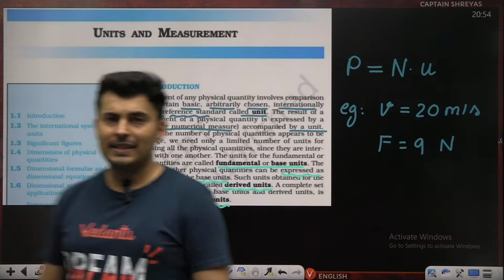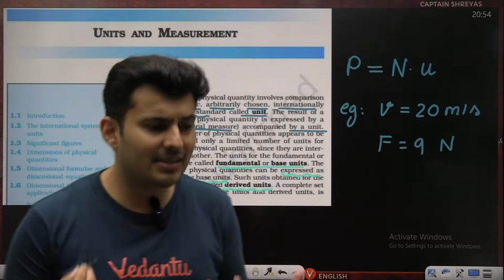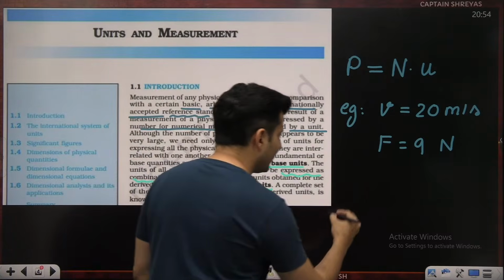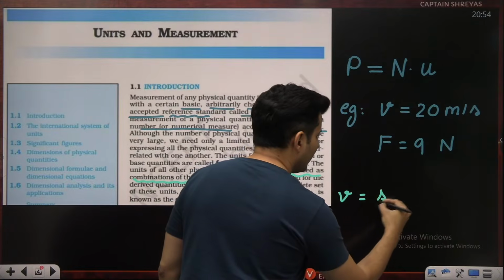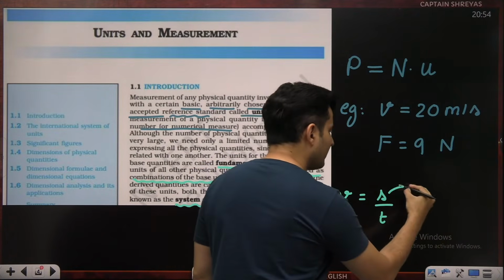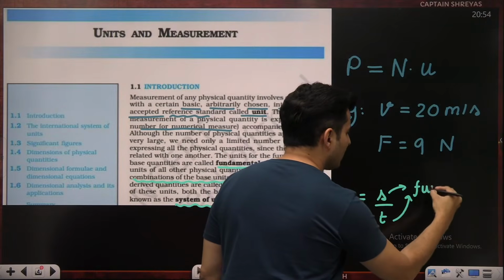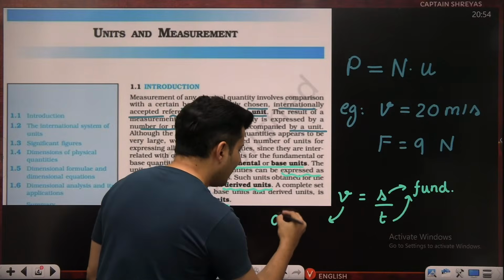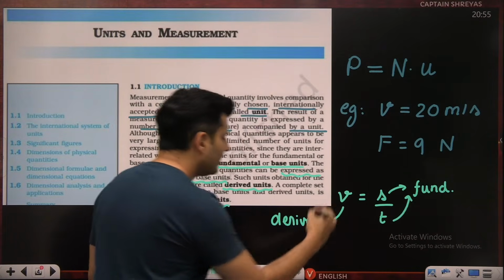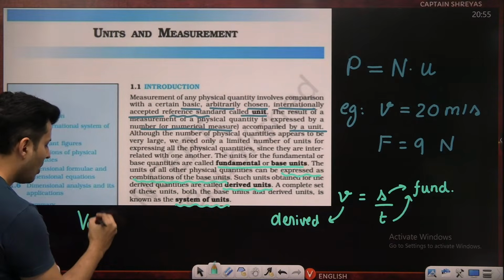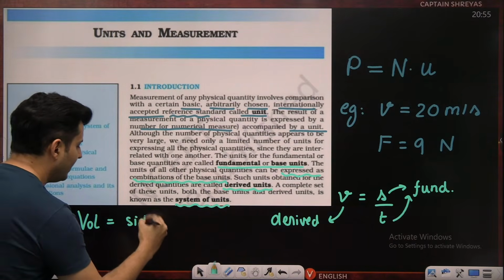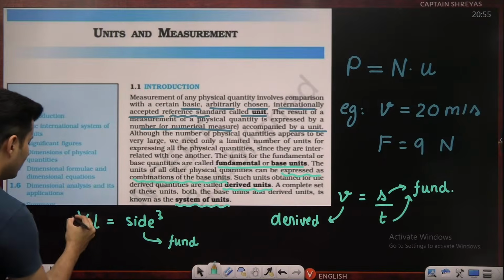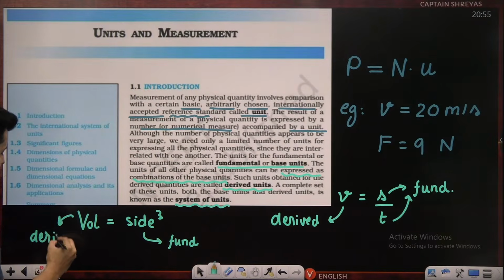See, there are certain things which are very basic and fundamental, and other things are dependent on them. For example, when I say velocity is nothing but displacement by time, this displacement and this time are both base or fundamental quantities. This velocity depends on these two, so it is said to be a derived quantity. Same way, the volume of any cube is side raised to the power 3. This side is our fundamental quantity. This volume becomes our derived quantity.